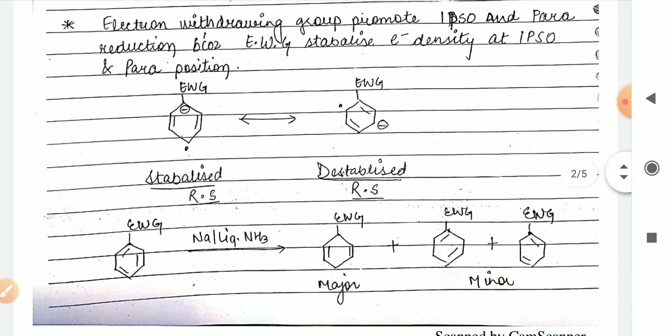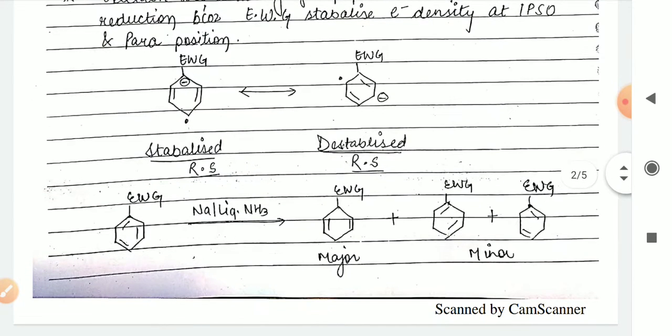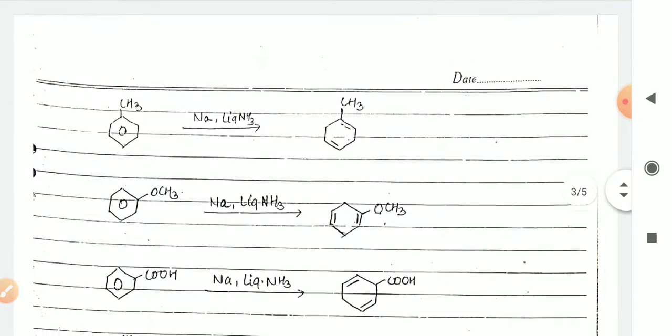Here is the stabilized resonating structure, and another is the destabilized resonating structure. If we compare both resonating structures, the first one, where the negative charge is at the ipso position and the radical at the para position, is more stabilized, so the product forms accordingly. So you can see that with an electron withdrawing group, when we use sodium metal in liquid ammonia, the major product is this one. There are other examples.